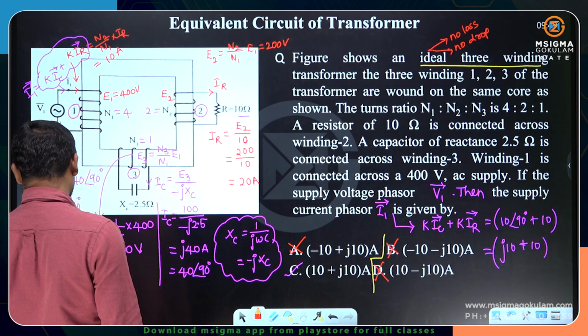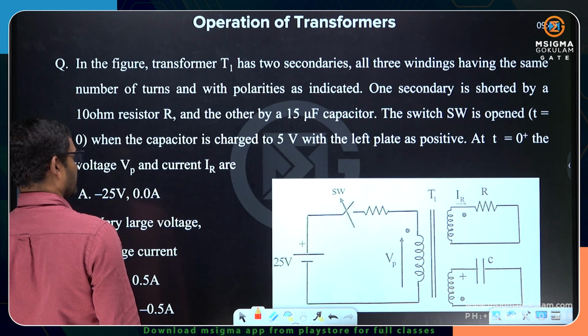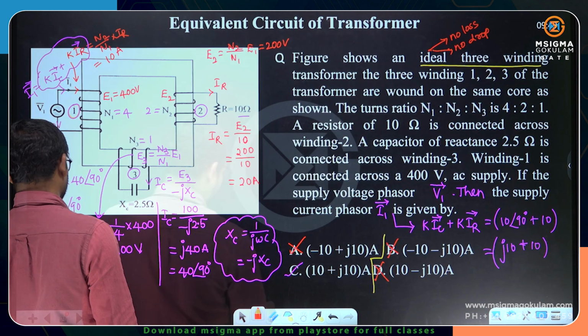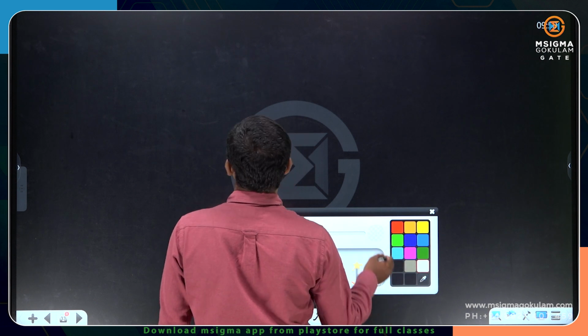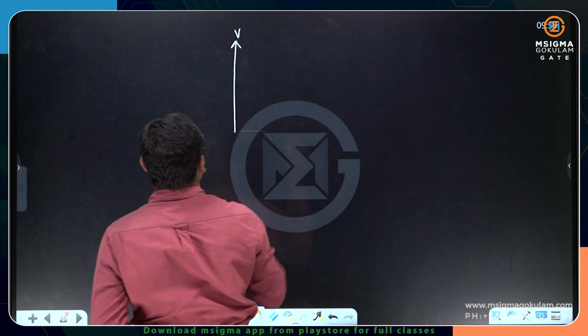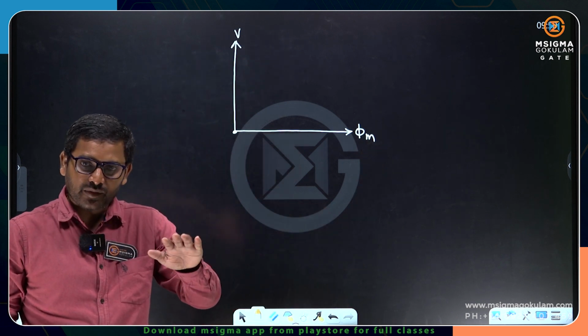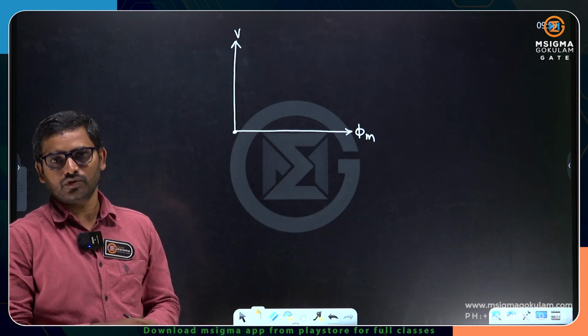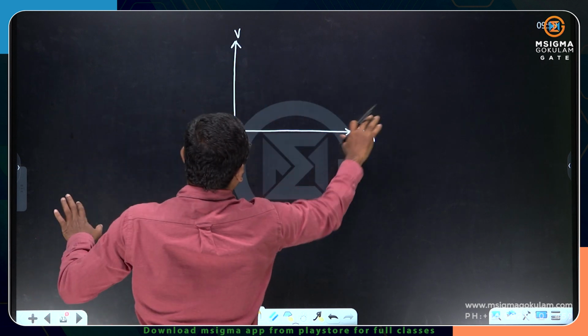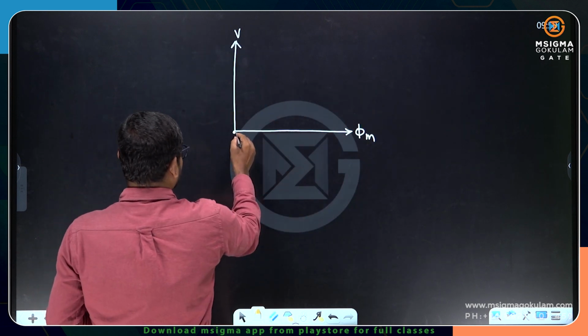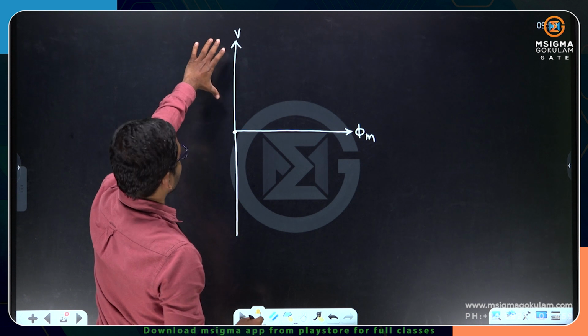It's a very beautiful one. Let me show you the phasor diagram here. If I take up the phasor diagram, it looks like this. This is the supply voltage and this is the flux. As it is an ideal transformer, the magnetizing component and working component of current are both 0, so no load current is drawn.